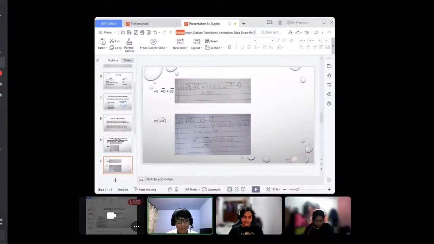And question number 4: AC equals negative AO plus OC, equals negative 3i plus 2j minus 4k plus negative i plus 3j minus 2k, which equals negative 4i plus j plus 2k. And the magnitude of AC equals the square root of negative 4 squared plus 1 squared plus 2 squared, which equals the square root of 21.